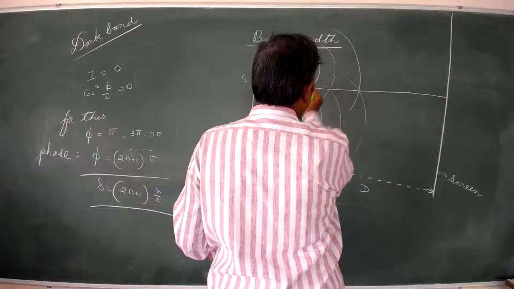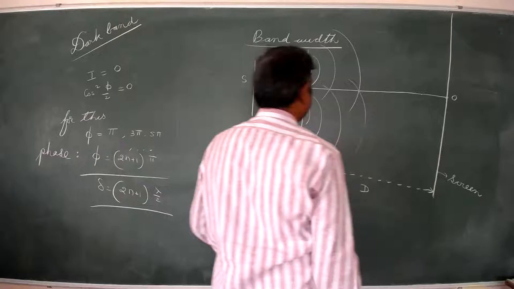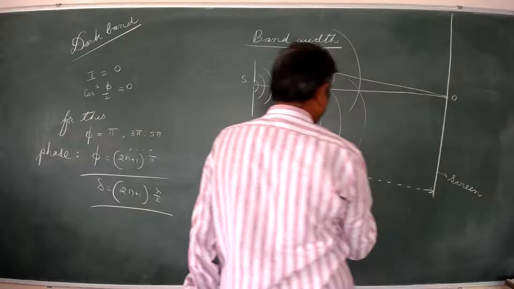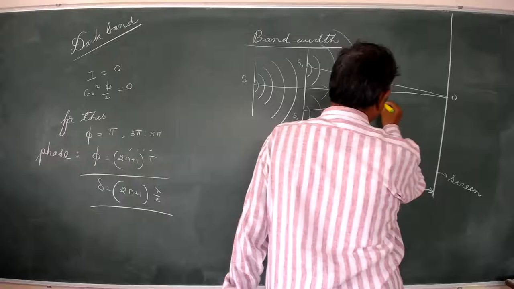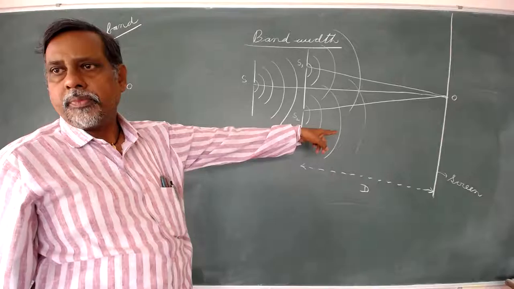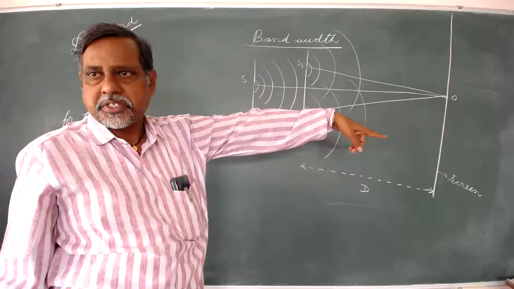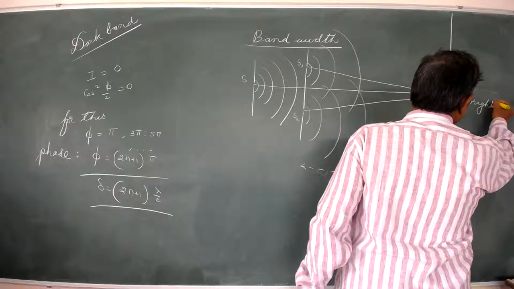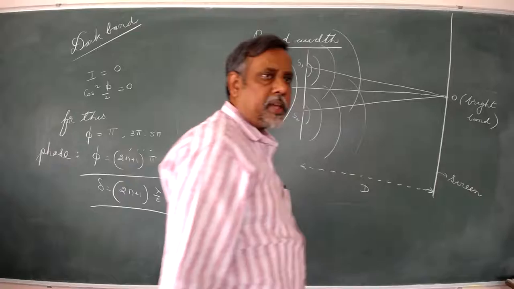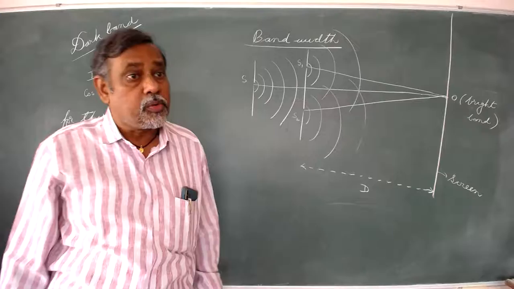Okay, so if you now take the propagation of light rays from S1 and S2 towards the point O, this is the point O you see. The light from S1 will reach over here by traveling the distance S1O. The light coming from S2 will travel like this, S2O. Since S1O is equal to S2O, there will be no phase difference. Both will be in phase. Therefore, a bright band formation takes place. That means the interference taking place is constructive interference.